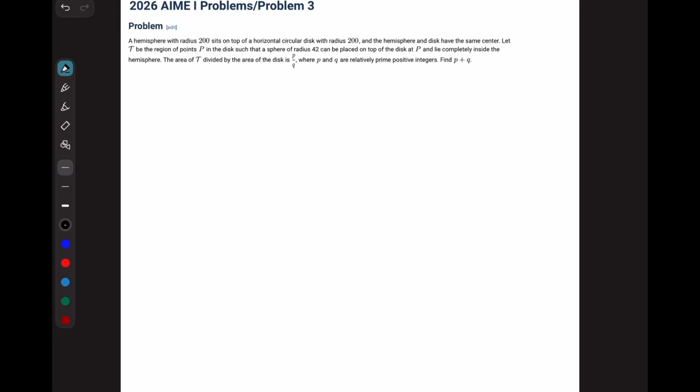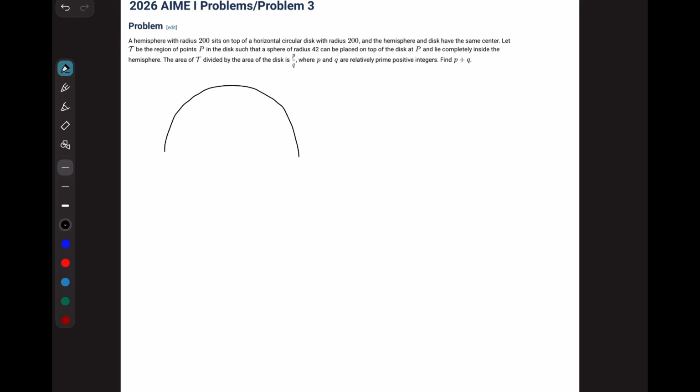Let T be the region of points P in the disk such that a sphere of radius 42 can be placed on top of the disk at P and lie completely inside the hemisphere. The area of T divided by the area of the disk is P over Q, where P and Q are relatively prime positive integers. Find P plus Q.